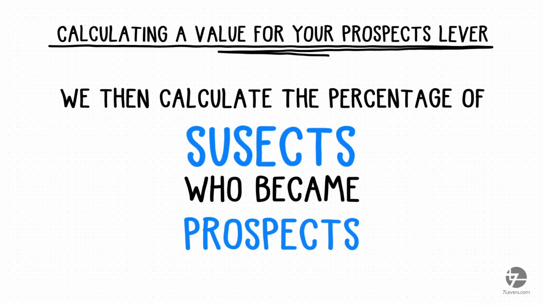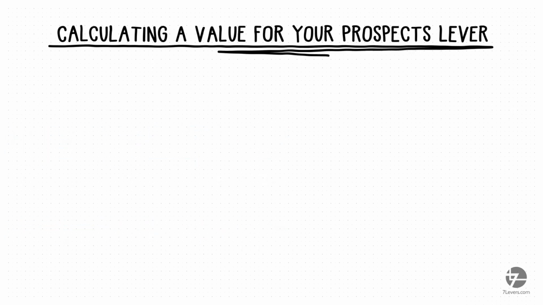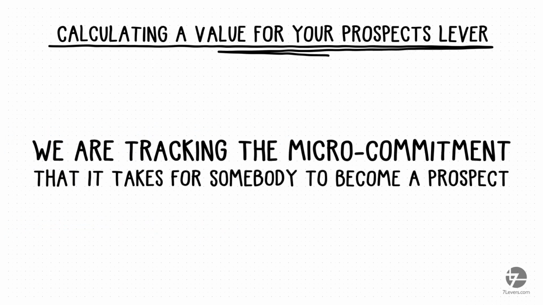So when we look at this from a simple point of view, we are simply looking to track whatever it is that you defined in the clarify stage as the micro commitment that somebody takes to become a prospect. That might be put something in a basket, it might be put something in an online shopping cart, it might be subscribe to a newsletter in an online environment. It might be any number of different things. You just need to refer back to your notes from clarify and take a measurement for the last reporting period for that micro commitment.